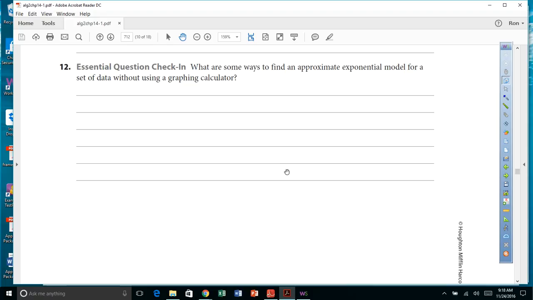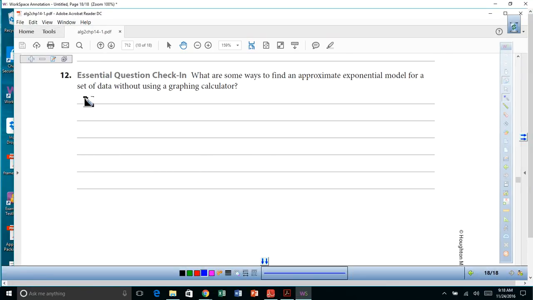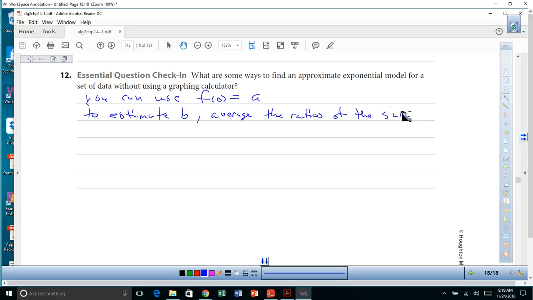What are some ways to find an approximate exponential model for a set of data without using the graphing calculator? Well, let's see. You can use f of 0 for A, and then to estimate B, average the ratios of the successive terms, or you can pick one that looks really, really close, but I don't ever have much good luck with that.